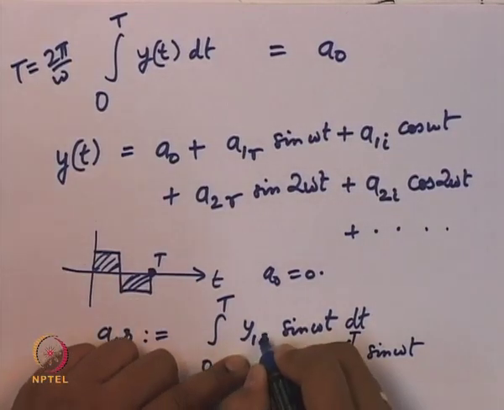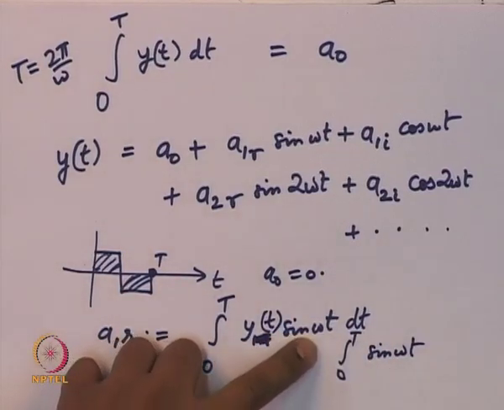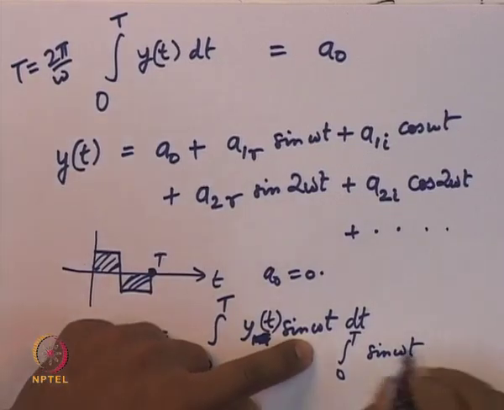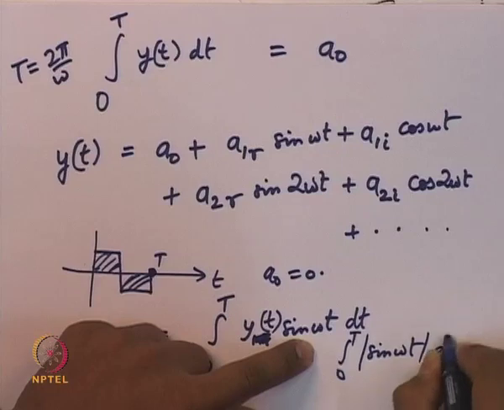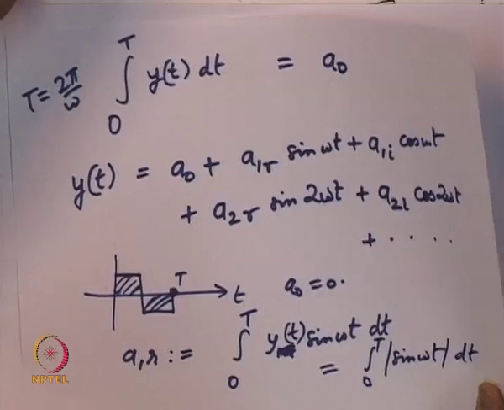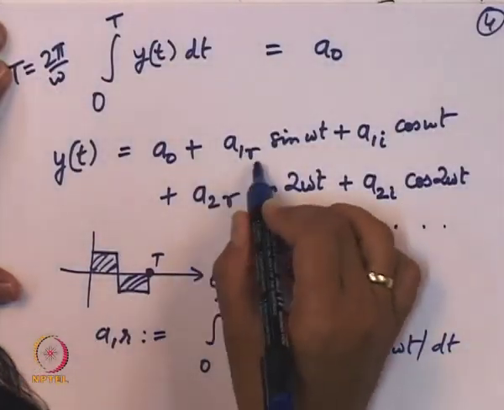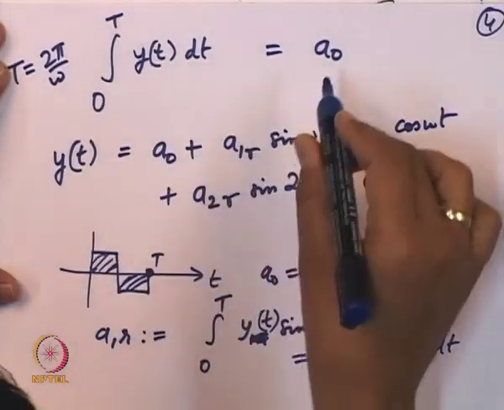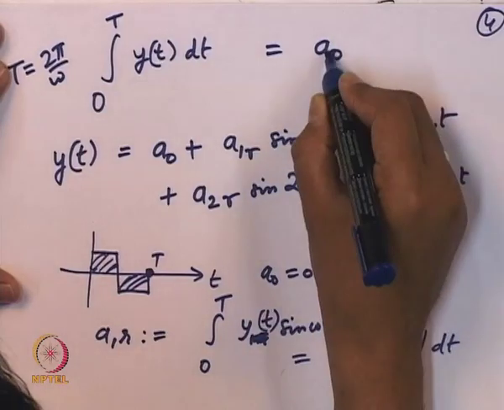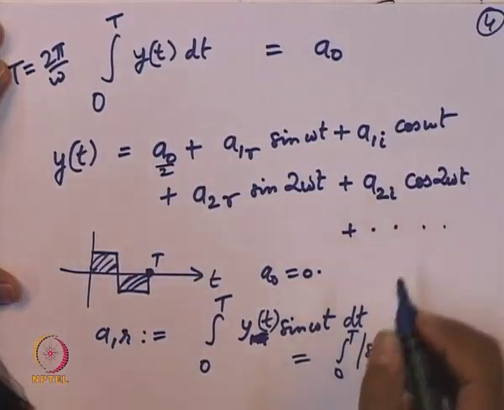So this y of t is equal to just plus 1 when sin omega t is positive, and equal to minus 1 when sin omega t is negative. So this evaluates to this. We will just go ahead and evaluate this integral that will give us these coefficients, except that we have missed some factors. So if we define a0 like this, then what comes here is a0 by 2.